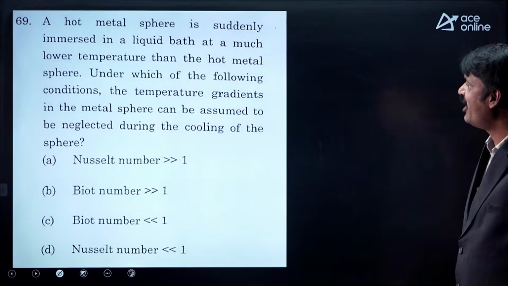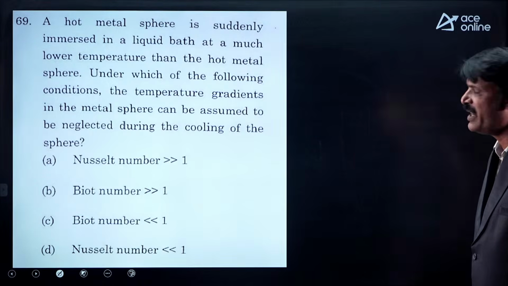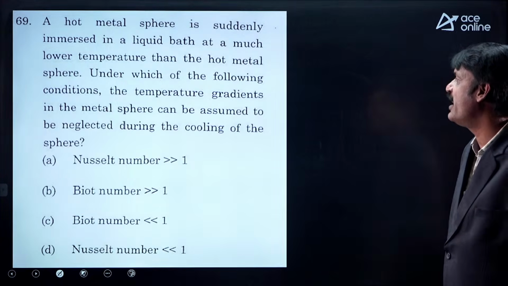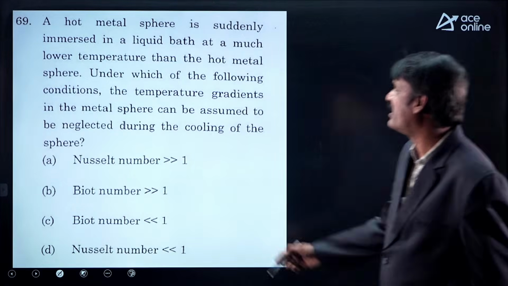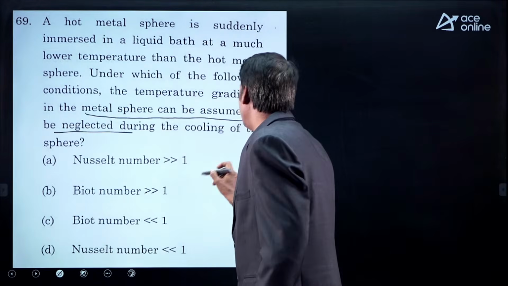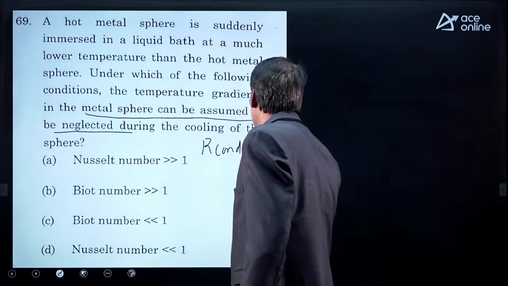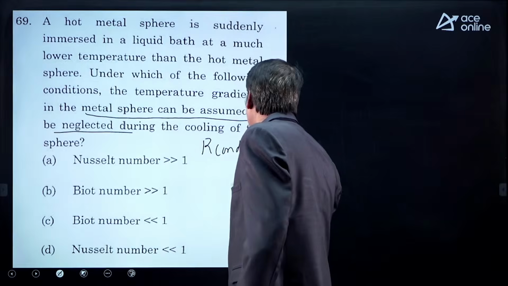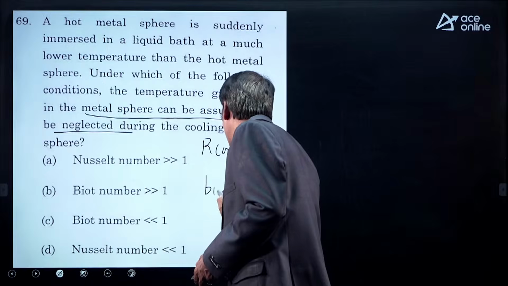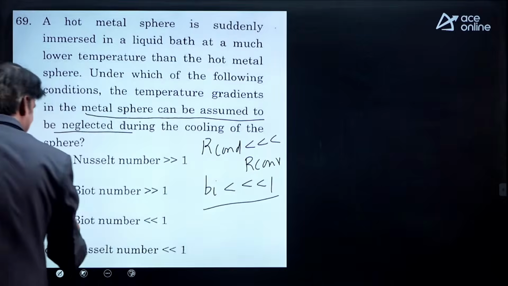A hot metal sphere is suddenly immersed in a liquid bath at a much lower temperature than the hot metal sphere, a quenching process. Under which of the following conditions can temperature gradients in the metal sphere be assumed to be neglected? He is saying that the internal conductive resistance is far less than the convective thermal resistance. The ratio of conductive thermal resistance to convective resistance is the Biot number. This is possible only when the Biot number is far less than 1. Answer is C.